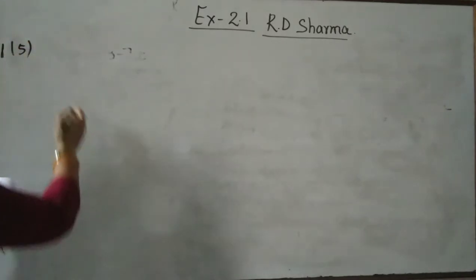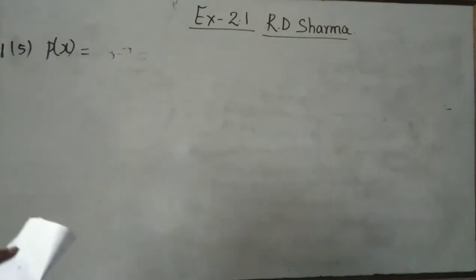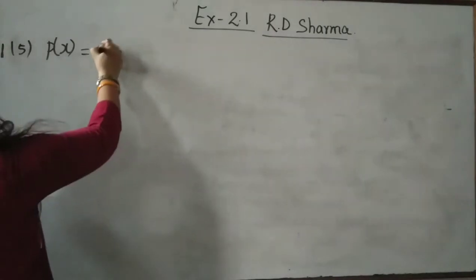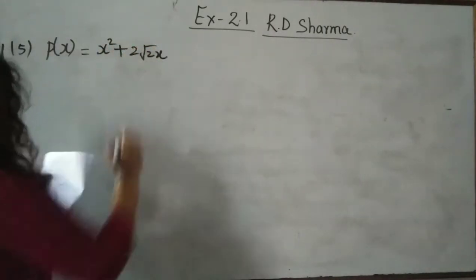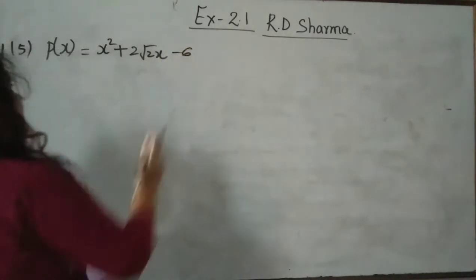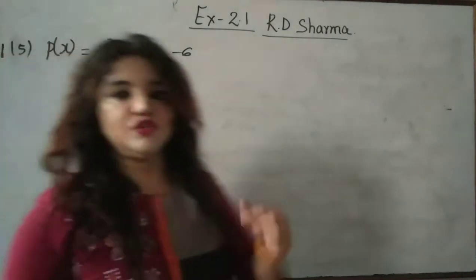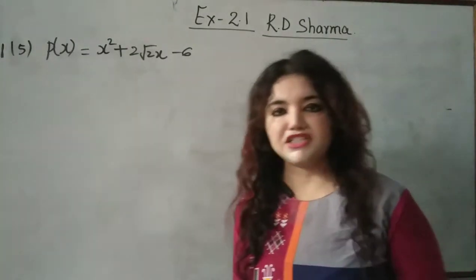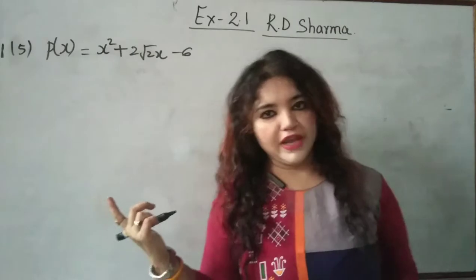Px is equal to x square plus 2 under root 2x minus 6. Okay, we have to solve this. Solve means what are we going to do? We will find the zeros of this polynomial, and after that we will establish the relationship between its zeros and coefficients of this polynomial. Okay.